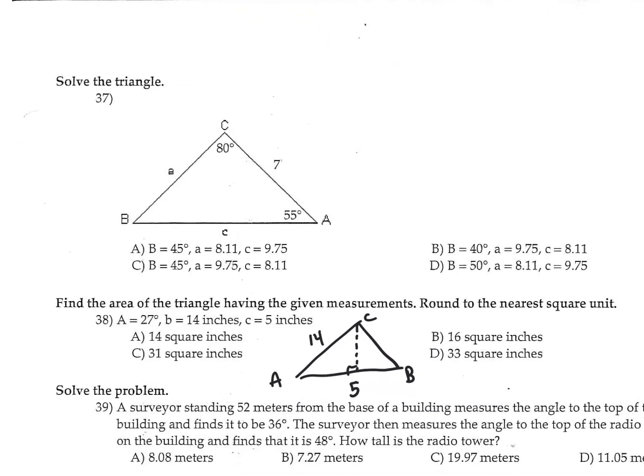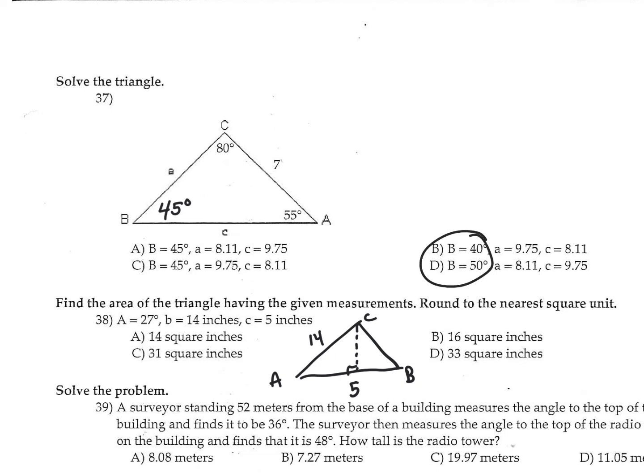Here on 37, they're asking us to solve the triangle. They want us to find all the side lengths and all the angles. Well, it's not as complicated as it seems. Let's focus on the angles first. I know that all three angles should add up to 180, meaning this angle here must be 45 degrees.